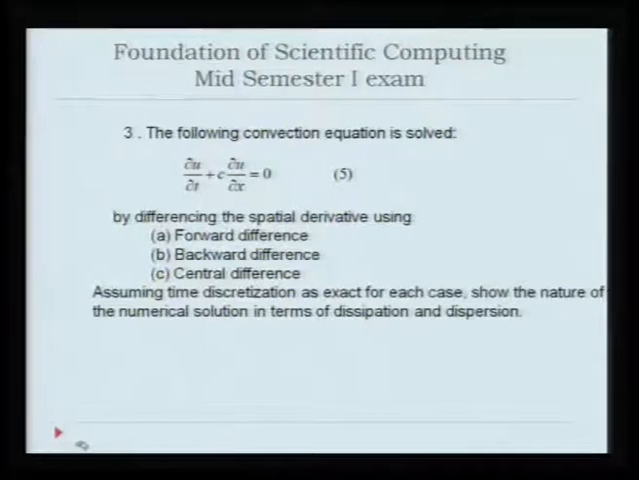So the question that is asked is, if you solve equation 5 by discretizing the spatial derivative by forward difference, backward difference, and central difference, what is the kind of numerical solution that you would be getting? And your input is required to tell what kind of numerical dissipation or numerical dispersion comes through in these 3 particular variants of the solution.